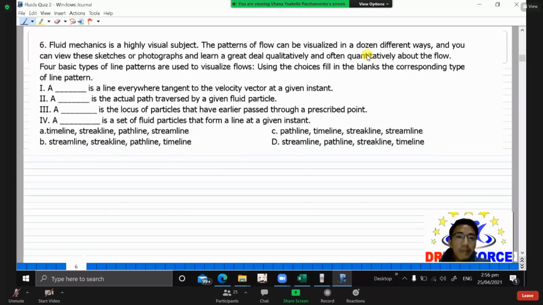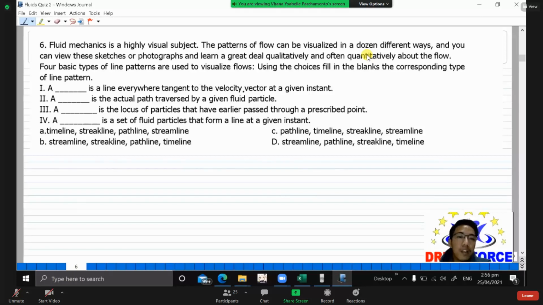Okay, fluid mechanics is a highly visual subject. The patterns of flow can be visualized in a dozen different ways, and you can view these sketches or photographs and learn a great deal qualitatively and often quantitatively about the flow. Okay, 4 basic types of line patterns are used to visualize flows. So using the choices to fill in the blanks, the corresponding type of line pattern.